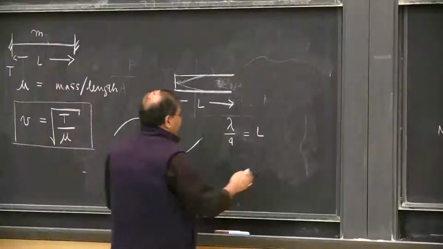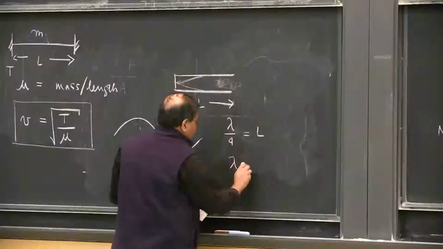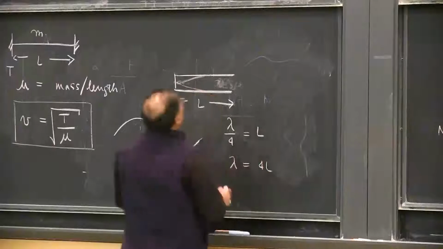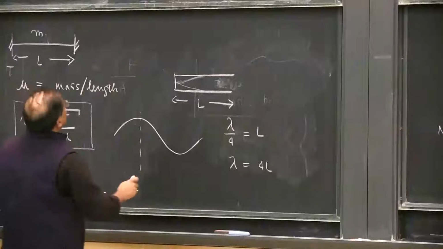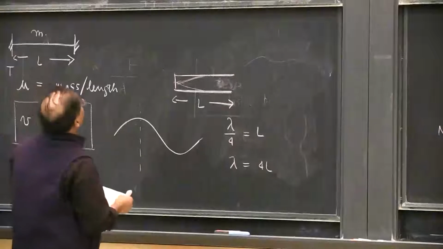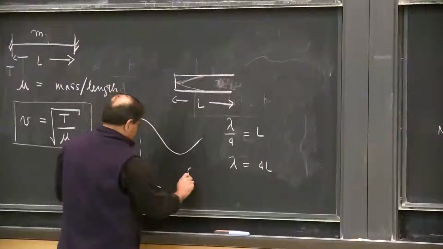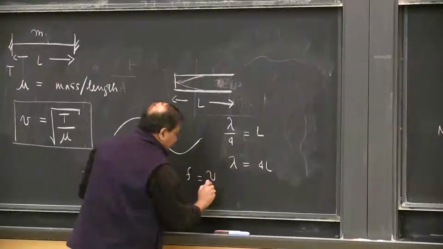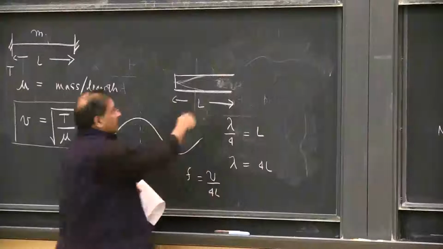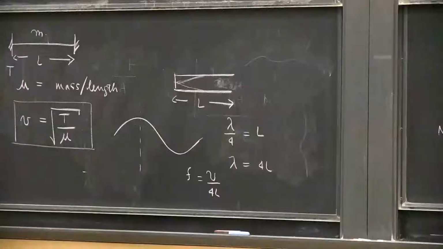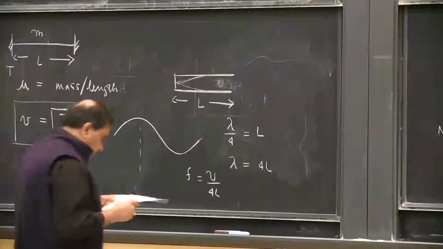So lambda therefore is going to be 4L, and the frequency here actually would be V over 4L. So as you can see in clarinet, for that reason, you can hit very, very low frequencies because your control in the low frequency end goes up substantially because one end of it is open.